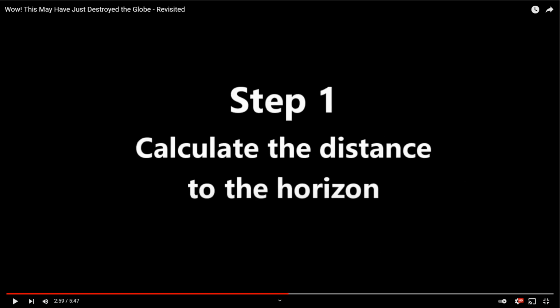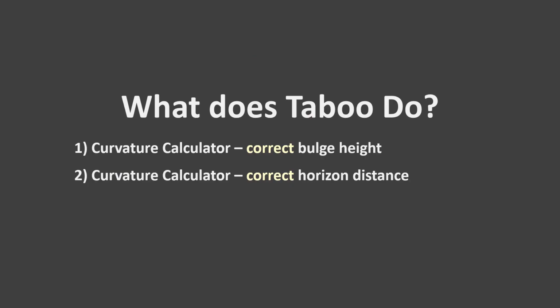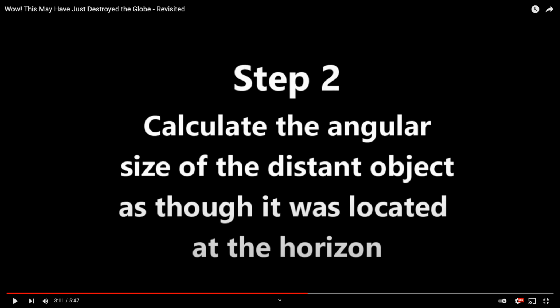Step 1. Calculate the distance to the horizon. The horizon is 3 miles away for a 6-foot observer, and although Taboo used the horizon calculator, the curvature calculators use the same math to get the answer. So Taboo agrees the curvature calculator gives the correct horizon distance. Step 2. Calculate the angular size of the distant object as though it was located at the horizon.